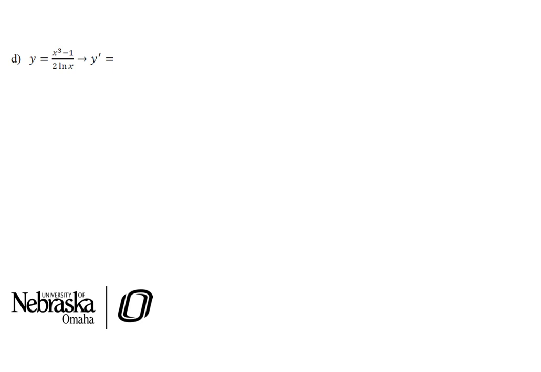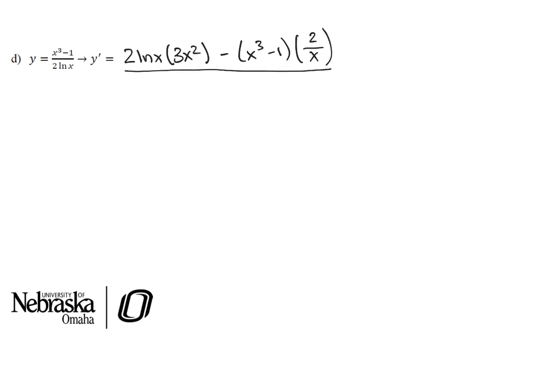Y equals (x cubed minus 1) divided by 2 natural log of x. So again, quotient rule. We take the denominator times the derivative of the numerator. So the derivative of x cubed would be 3x squared. The derivative of negative 1 is 0. Minus the numerator times the derivative of the denominator. So we have 2 natural log of x. The derivative of natural log of x is 1 over x. So we get 2 over x, divided by the denominator squared.